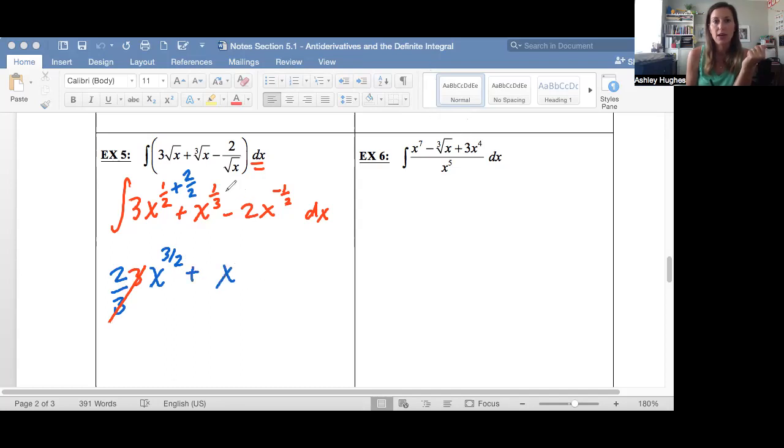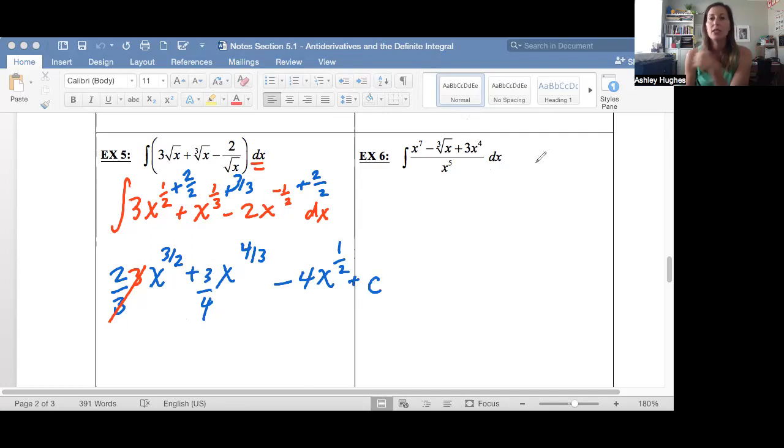Plus add 1, so adding 3/3 here becomes x to the 4/3, and then you put a 3/4 in front. Add 2/2 here, so that becomes x to the 1/2. You multiply by the reciprocal, so multiply that 2 by 2, and you get 4. Plus c, don't forget Charlie.